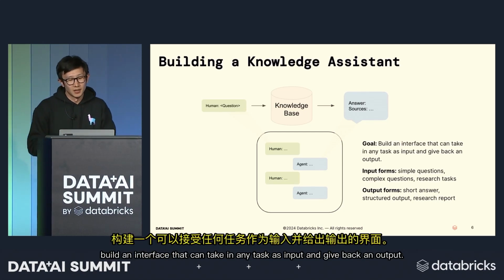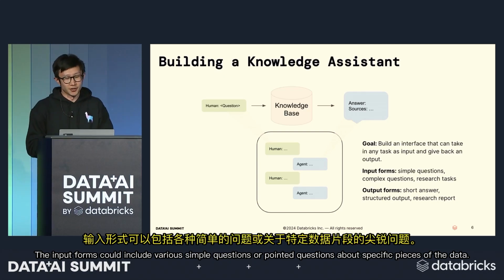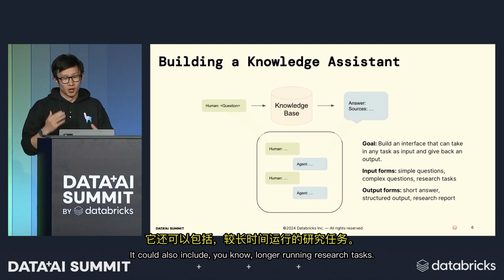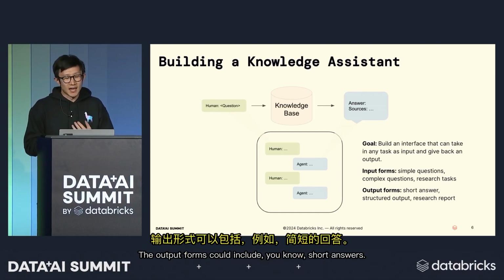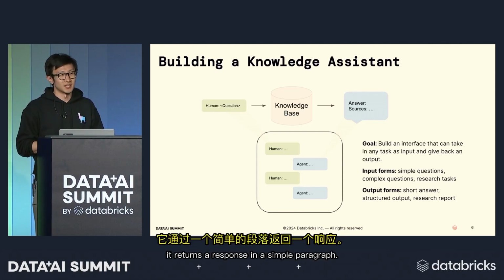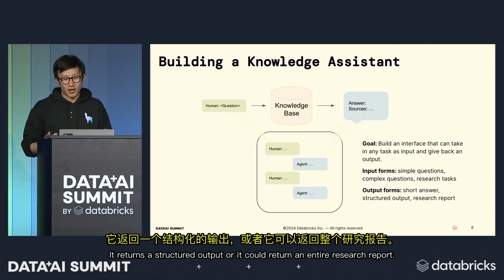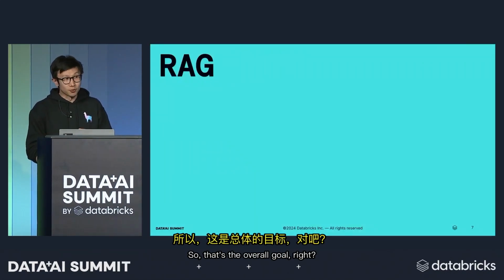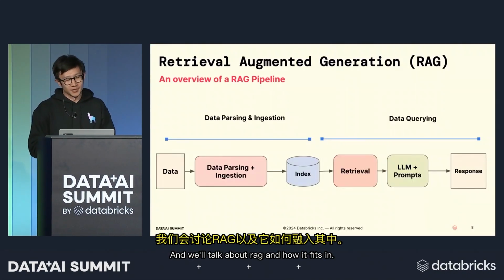So, as mentioned here, build an interface that can take in any task as input and give back an output. The input forms could include very simple or pointed questions about specific pieces of the data. They could include complex questions like multi-part questions. They could also include longer running research tasks. The output forms could include short answers, a response in a simple paragraph. It could return a structured output, or it could return an entire research report. So that's the overall goal, right? And we'll talk about RAG and how it fits in.